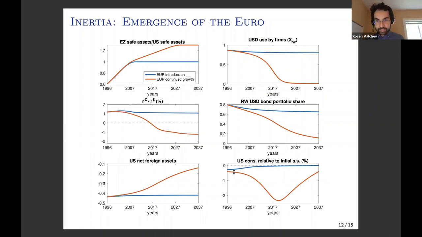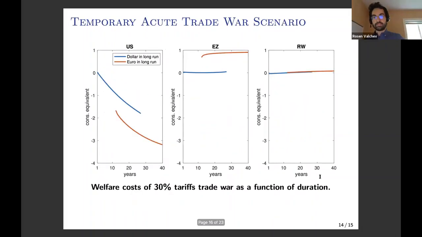US. You can see what happens to US consumption over here in the red line. If the Eurozone had really grown so much to precipitate a transition, the US would have lost about 2% of permanent consumption. Why? Because you're not only swapping the interest rates, but you also have to reduce your net foreign asset position. No one is going to fund your minus 40% NFA to GDP anymore. You have to go back up. So that's a painful transition.